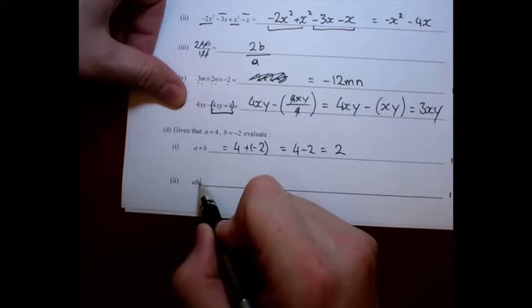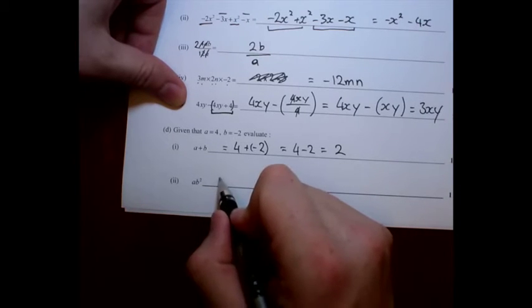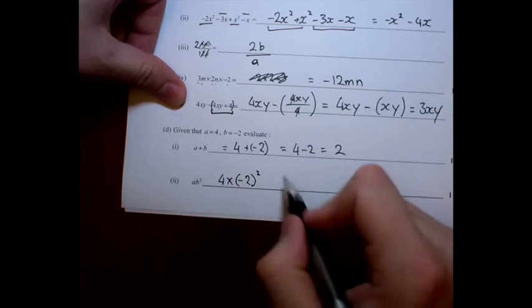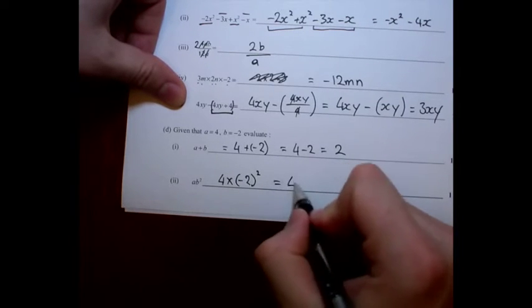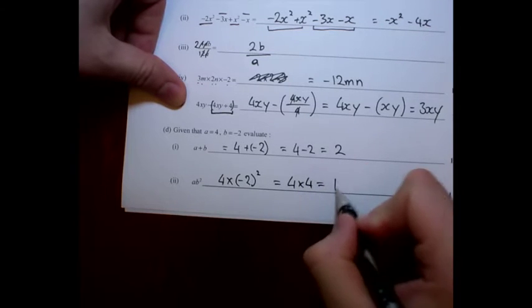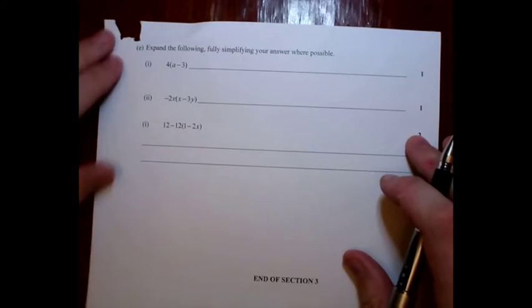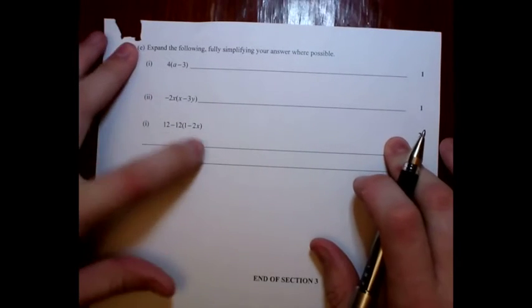Now, this one we have to be careful. This is a times b squared. It is not a times b all squared. Okay, so 4 times negative 2 squared. What's negative 2 squared? Well, it's 4. So it's 4 times 4, which equals 16. Okay, next page. Last couple of questions. Expand the following, fully simplifying your answer where possible.